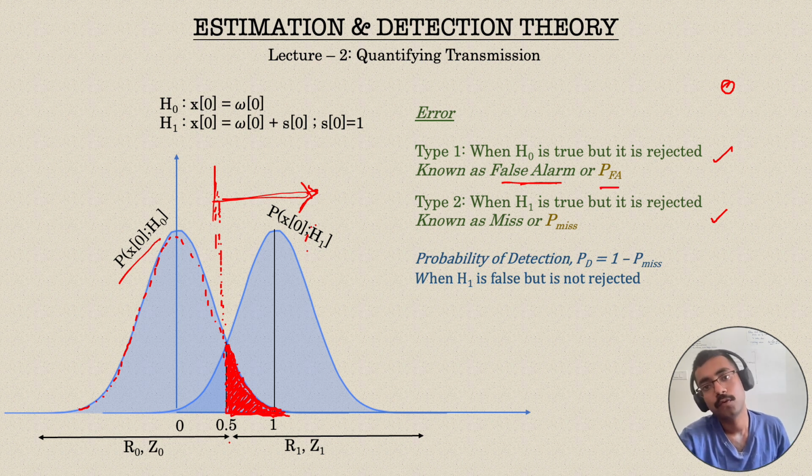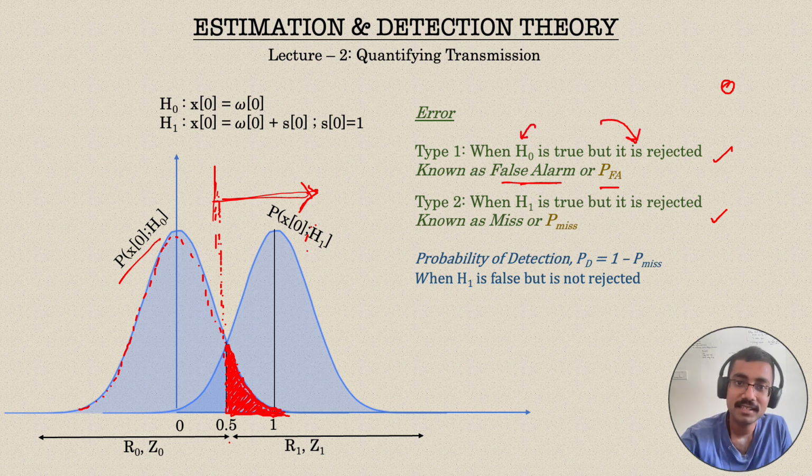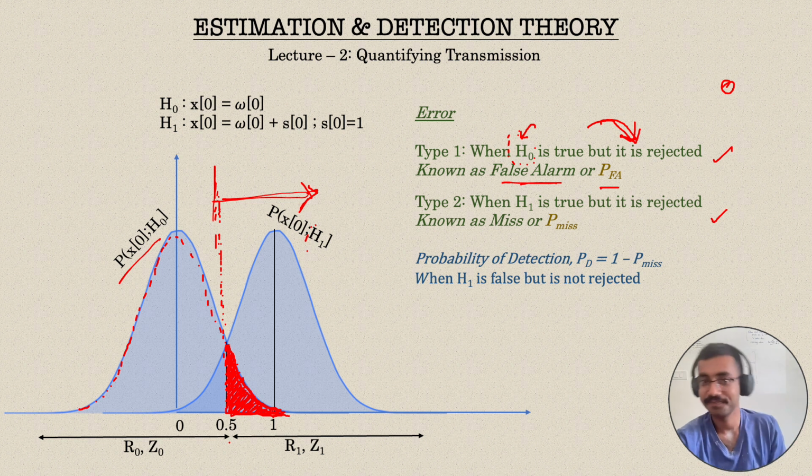Now, what is the probability of false alarm? It is the probability that the signal was not sent, but it was detected. In a refined terminology, we can say that when H naught is true, but it is rejected. That means the signal was not sent, H naught is true, but it is rejected. That means we detect a signal.